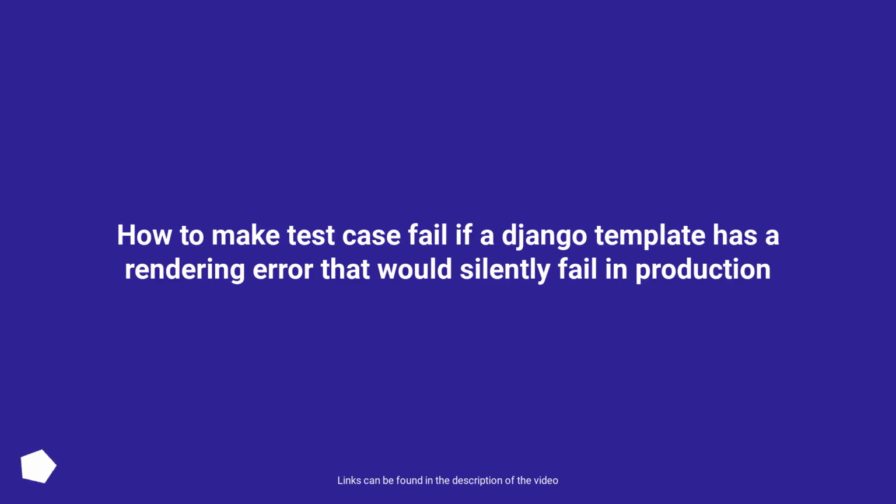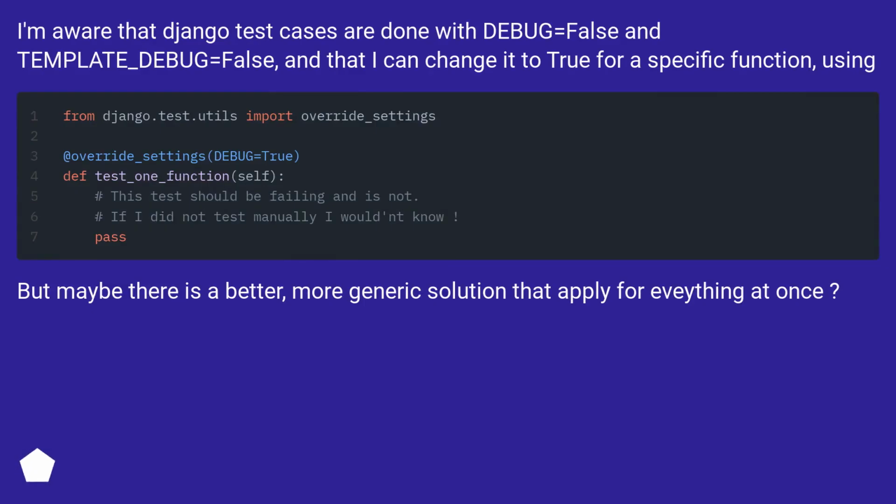How to make a test case fail if a Django template has a rendering error that would silently fail in production. I'm aware that Django test cases are run with DEBUG equals False and template_debug equals False, and that I can change it to True for a specific function, using... But maybe there is a better, more generic solution that applies for everything at once?